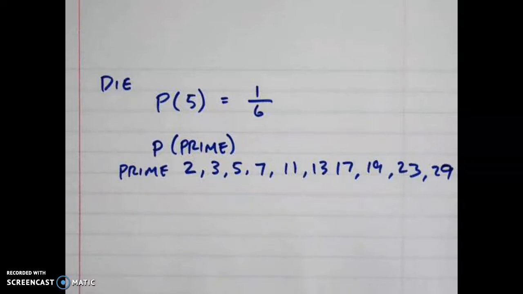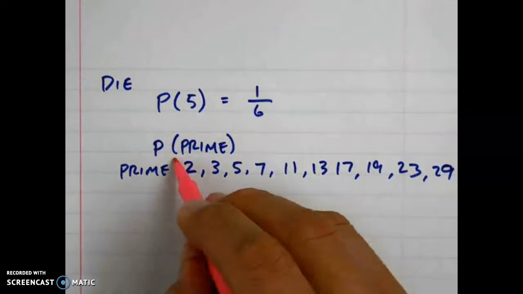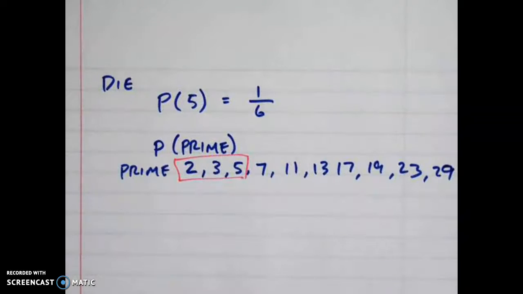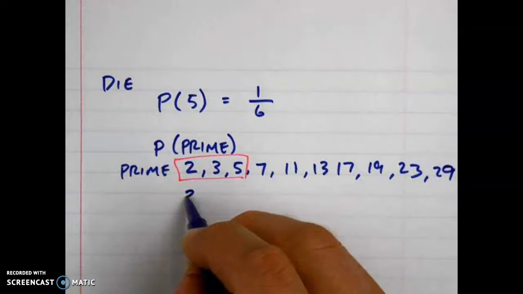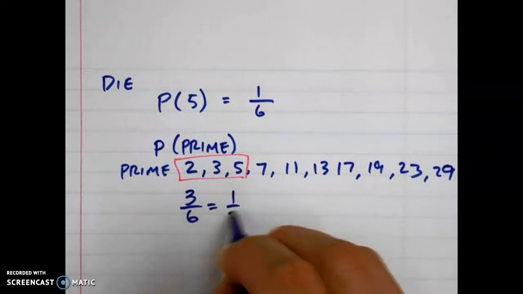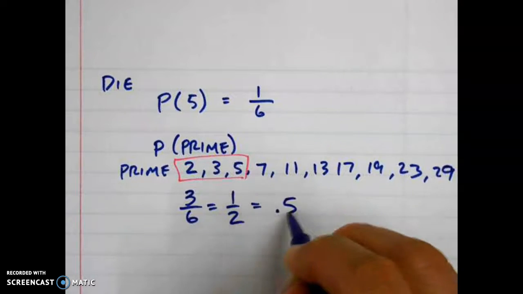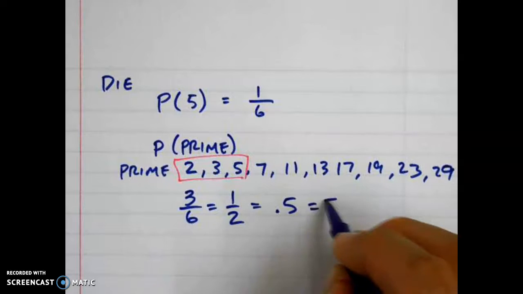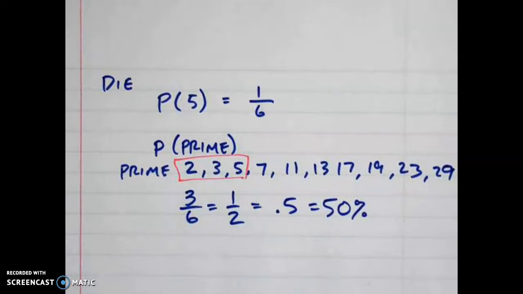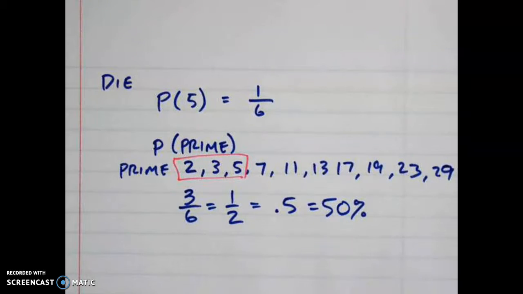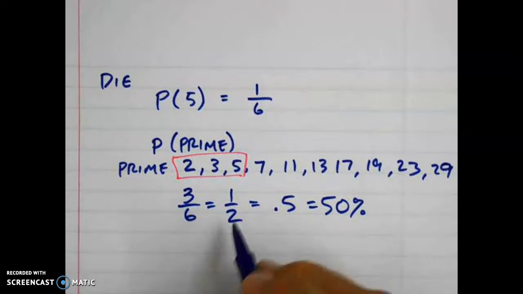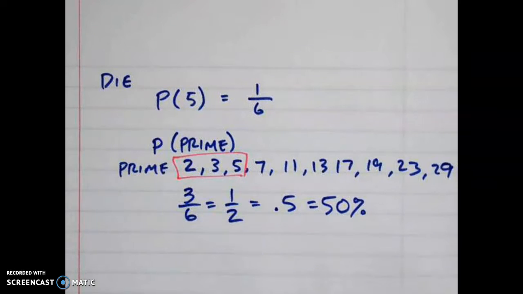Which one of these can be found on a die? These can be found on a die. So what's my chances of rolling a prime number? 3 out of 6. What's that as a percent? Okay? Now, when I ask you for the probability, do you have to give me all of these? Nope. On the homework assignment, you're going to have to give me the fraction and the percent. Okay?